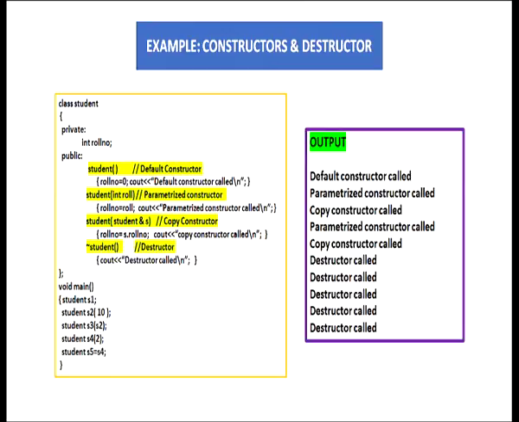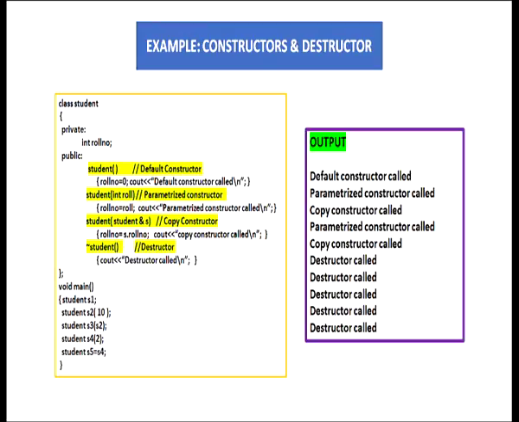The next is the copy constructor, which is Student and within parentheses Student ampersand s, and here we are assigning the value s dot roll number to roll number and the cout statement is: copy constructor called. The last function is a destructor function. You can see it is preceded by a tilde sign and has the same name as that of the class, and in this we have one single statement: cout destructor called. Now, let us go to main. In main, the first statement is Student S1.